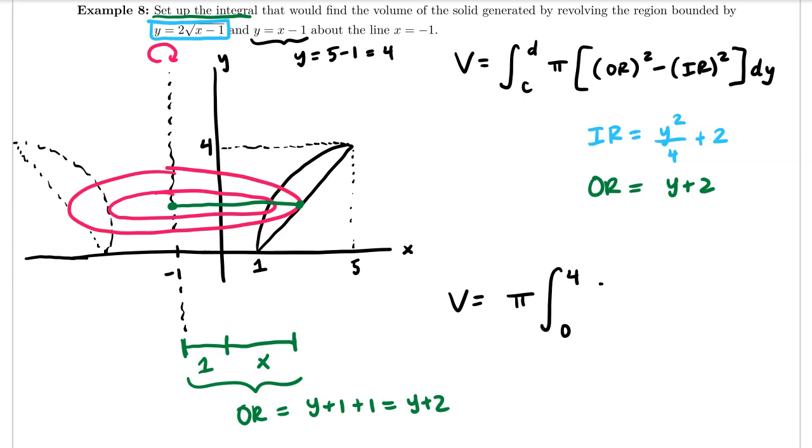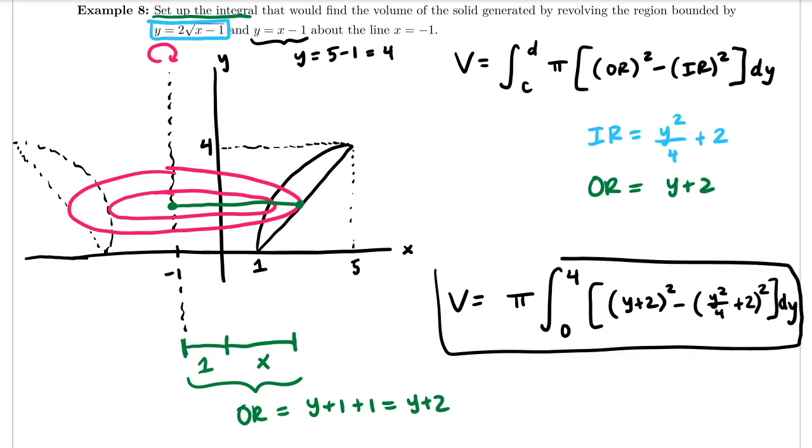And then we have our outer radius squared. So that's going to be y plus 2 quantity squared minus our inner radius squared. And then we're integrating with respect to y. So here is our final answer. And it just asks you to set up the integral. If you are taking one of my classes, I'm okay with you leaving your integrand unsimplified like this.